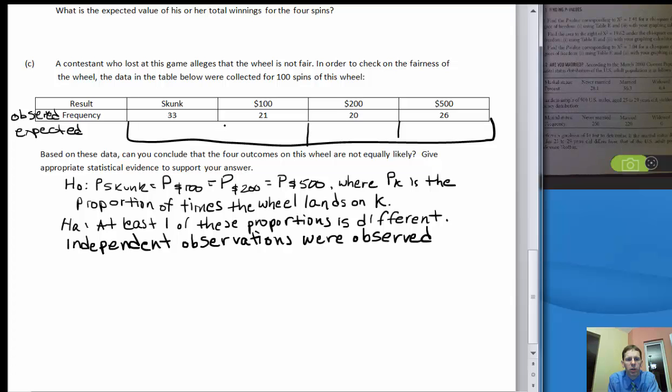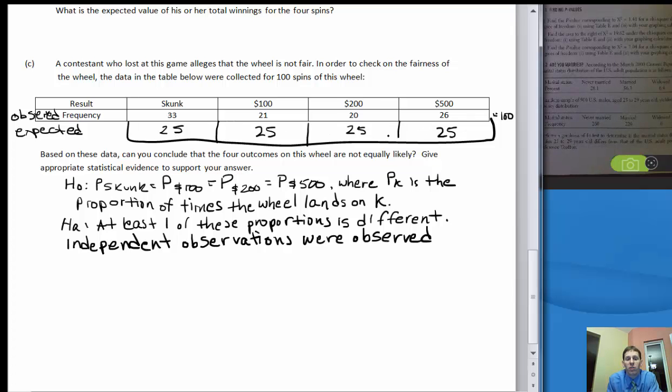Altogether, we have spun this wheel 100 times. That's what you get if you add these numbers together in this row. So to calculate the expected values, we're going to multiply 100 times each of these probabilities. Now, if each of these proportions is equally likely, this would be 25% for each one. It's like 100% divided by 4. So if you do 25% times 100, each of the expected values should be 25. The expected sum should equal 100, just like it did over here. And if all these events are equally likely, they should occur an equal number of times.